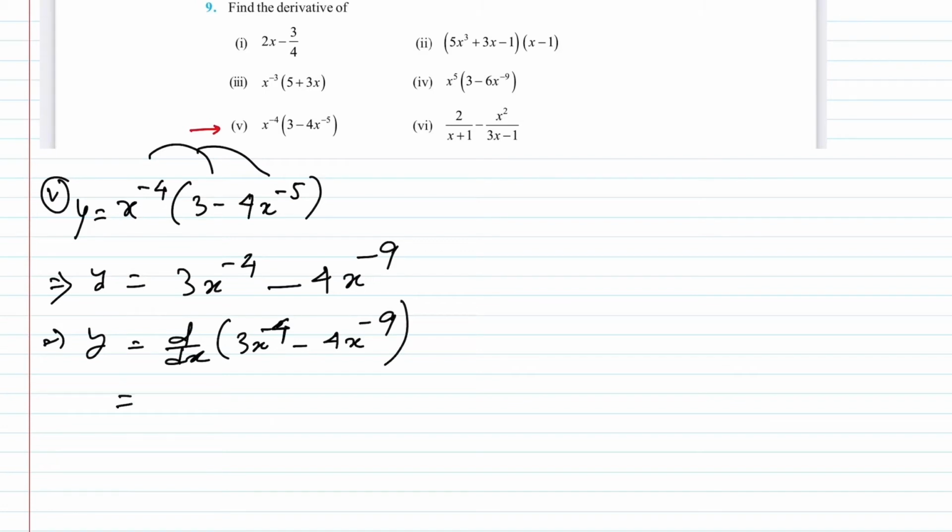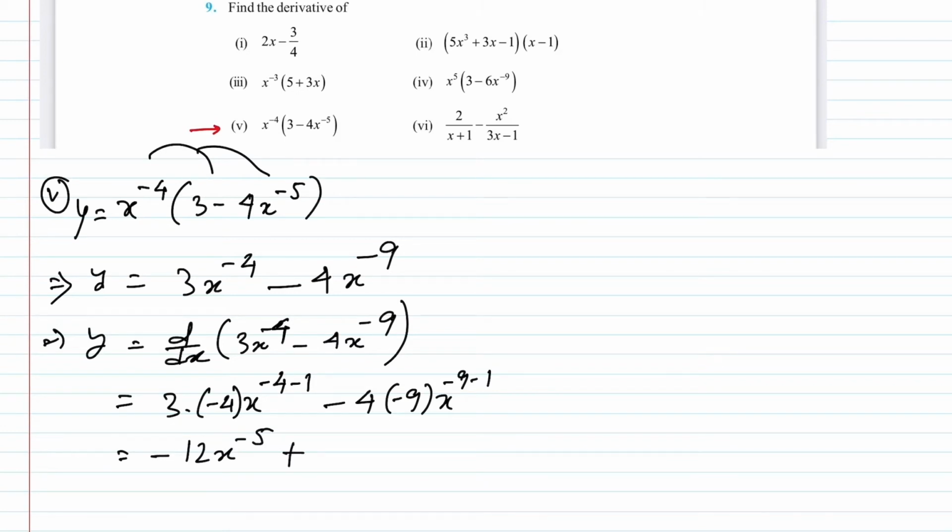That's going to be 3 into minus 4 x to the power minus 4 minus 1, then minus 4 into minus 9 x to the power minus 9 minus 1. So it's going to be minus 12 x to the power minus 5, then it's going to be minus minus plus, 4 nines are 36 x to the power minus 10. So this is our answer.